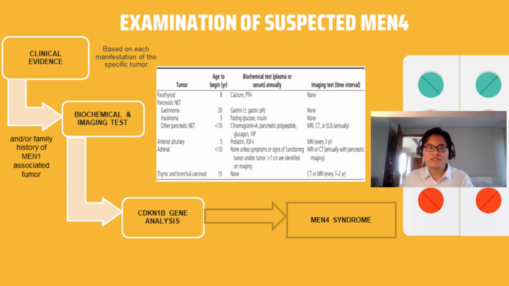For example, if the affected gland is the pancreas, or we can specifically call it insulinoma, we can check the fasting glucose or the insulin. If the test is positive, we can undergo the CDKN1B gene analysis, and if the results are positive, we can confirm the diagnosis of MEN 4 syndrome.